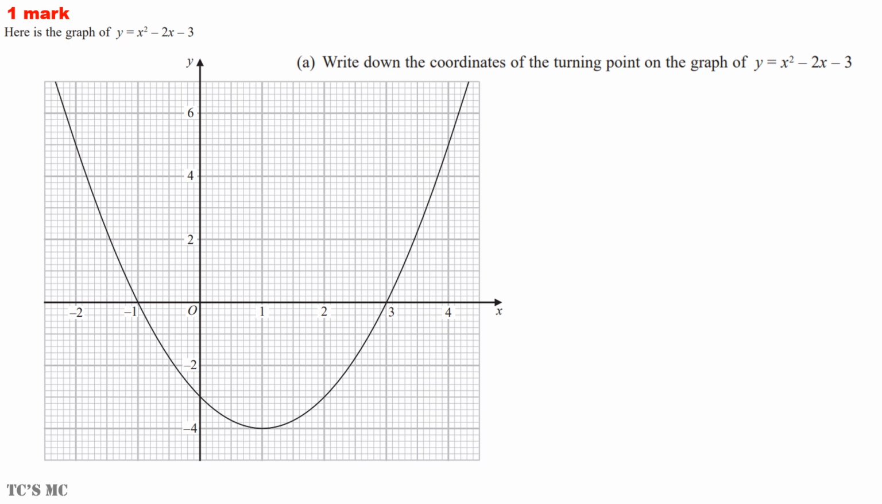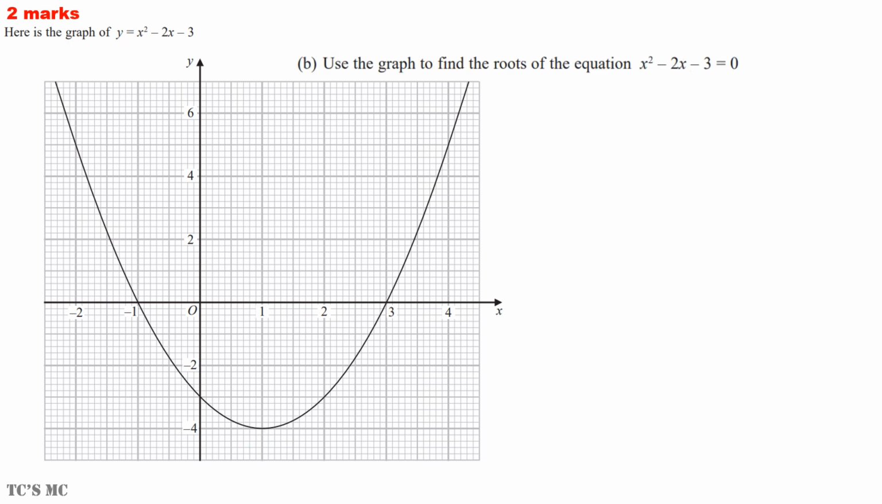Here is the graph of y equals x squared, subtract 2x, subtract 3. It says write down the coordinates of the turning point on the graph of y equals x squared, subtract 2x, subtract 3. The turning point is also known as the minimum point, and that is over here. The coordinate for that is (1, -4). And that there gets you the mark. You don't have to do anything else.